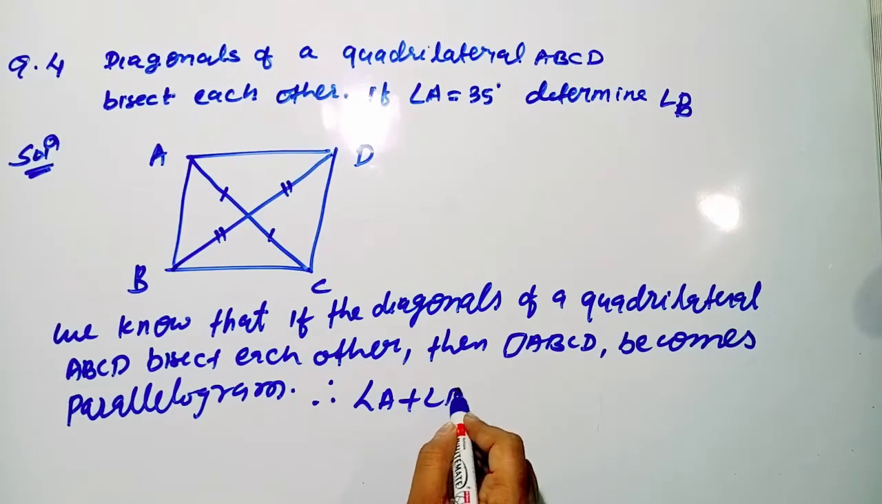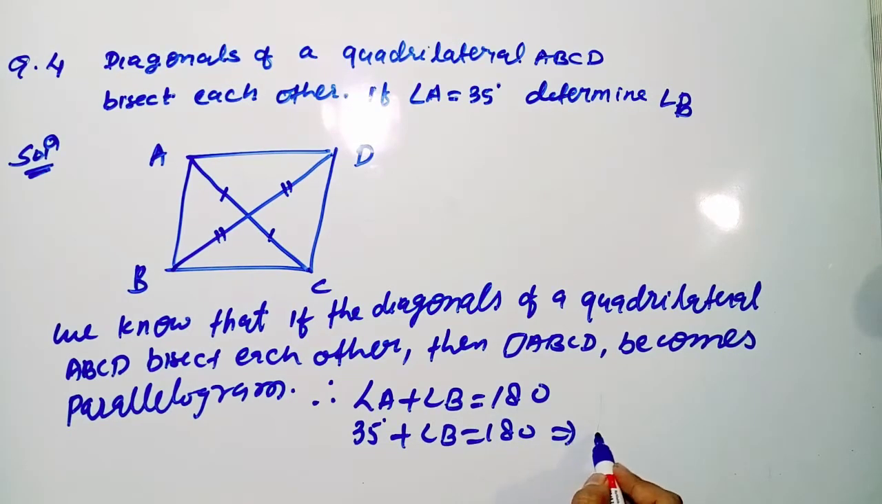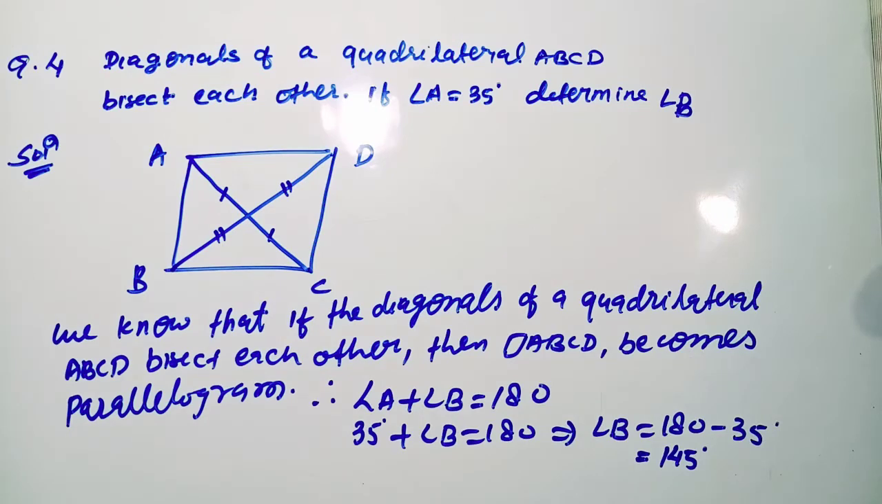So we know that in a parallelogram opposite angles are equal and the sum of consecutive angles is supplementary, so angle A plus angle B will be 180. So what about angle B? Angle B will be 145 degree.